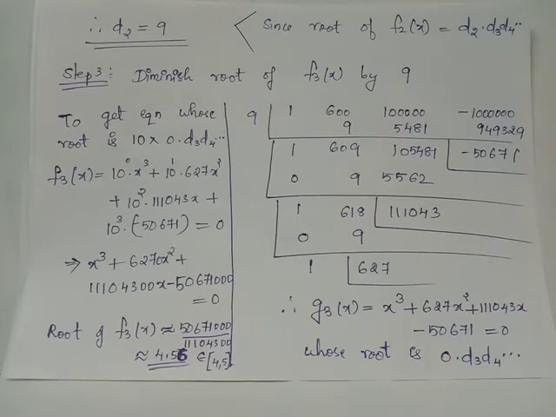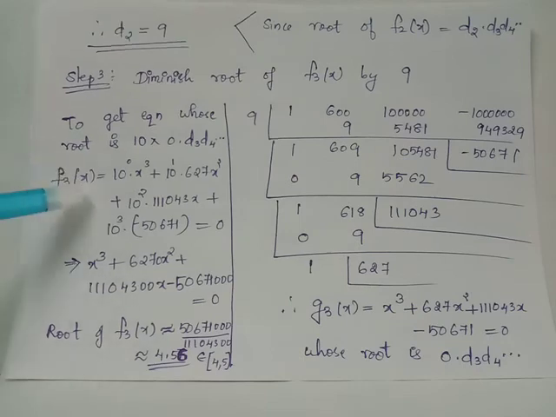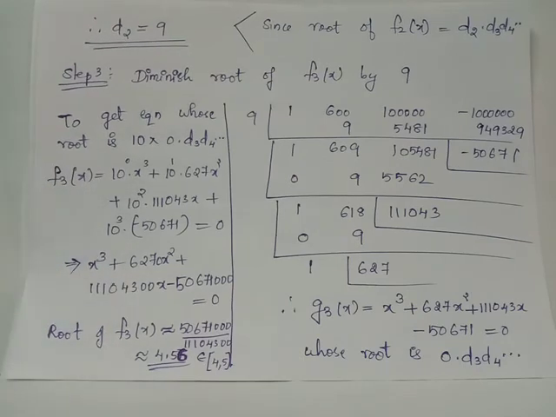In order to obtain the equation whose root will be 10 times the root 0.d3, d4, etc., we will have to multiply g3 of x using powers of 10. Thus, we obtain f3 of x equals 10 raised to 0 multiplied to x cube, 10 raised to 1 is multiplied along with x square, 10 square is multiplied along with x, and 10 cube is multiplied to the constant term, which will give us f3 of x equals this expression.